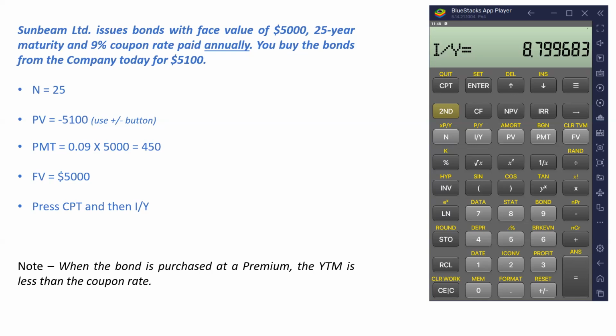So as you can see, if the bond is purchased at a premium, then the YTM is less than the coupon rate. The return you're generating is 8.79, but your coupon rate is 9%. So one of the reasons behind this is you're buying the bond today for 5,100, but you're getting back only 5,000. So you're kind of making a loss upon redemption. So that is why your return is less than the coupon rate.